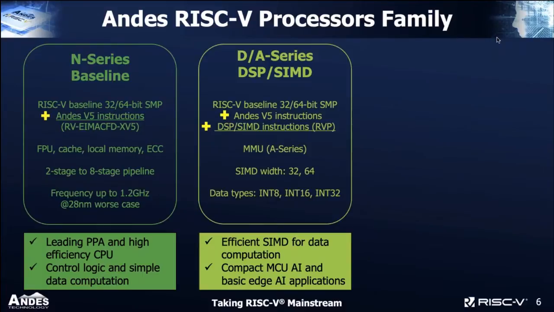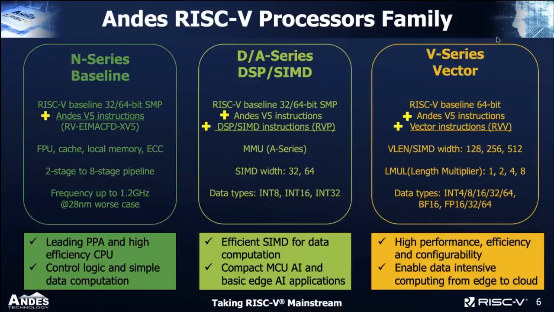The 32-bit SIMD is available with 32-bit processors. 64-bit SIMD is available with the 64-bit processors. And typical data types are the int8, 16, and 32-bit integer types. These are very efficient for data computation, very compact, and reduce instruction count.